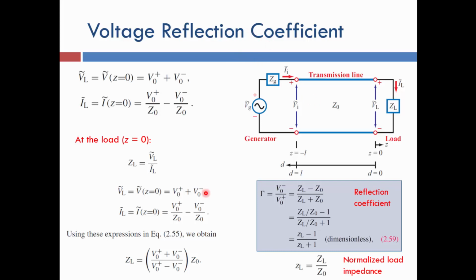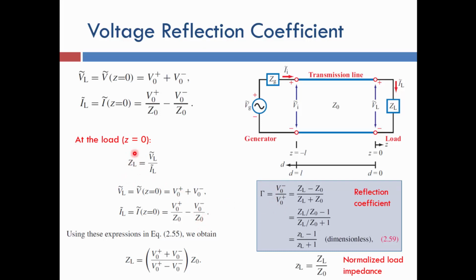Now if we need to define the reflection coefficient, we could say the reflection coefficient represents the ratio between the reflected voltage to the traveled voltage. The reflected voltage, this is specifically the voltage reflection coefficient. So the reflection coefficient represents the ratio between the reflected and the traveled. And this ratio could be derived from the relation between Z load and Z node.